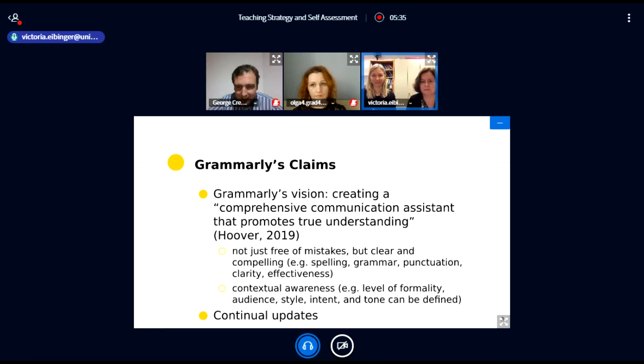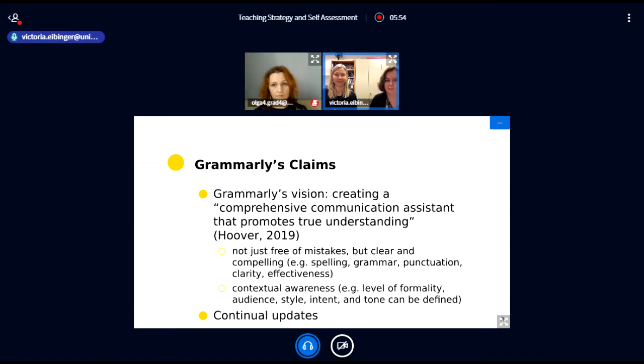Grammarly also claims to possess contextual awareness, and it pays attention to level of formality, for example, the audience, style, intent, and tone, and all of this can actually be defined by the user. Grammarly is also updated continually, which is something that we also experienced ourselves over the course of our project.